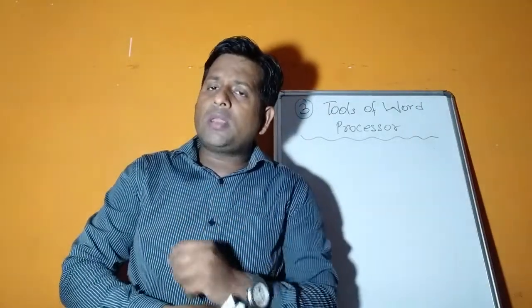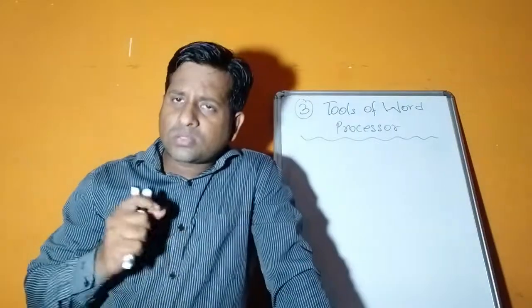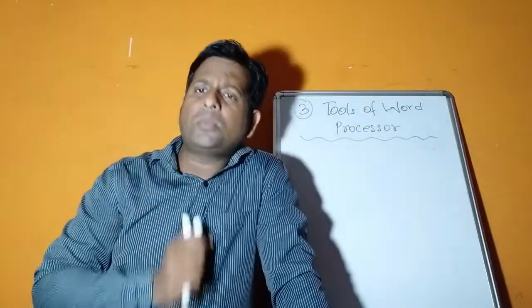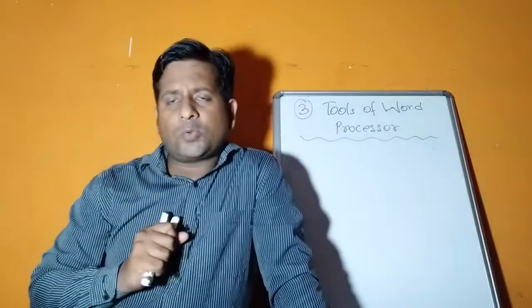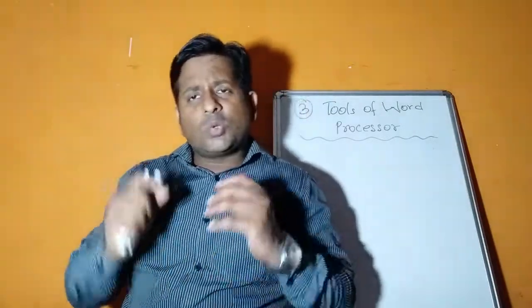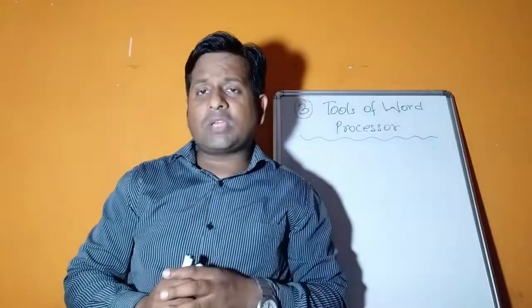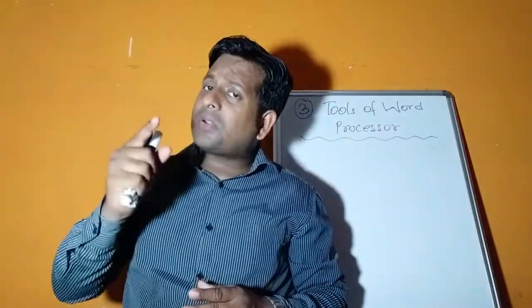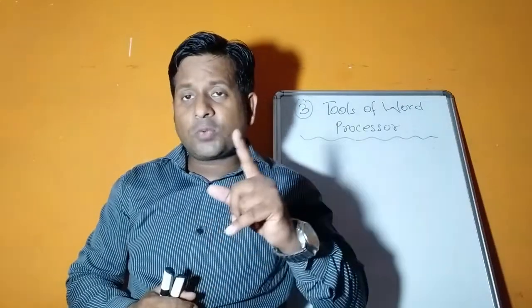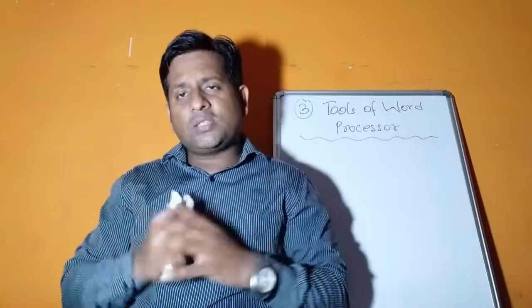Children, we have already started the chapter. The name of the chapter is Tools of Word Processor. So, once again, I'm just giving you the short summary of what a word processor is. A word processor is an application software which is used to type, isn't it? But not only type, because for typing we have text processing. Word processing also includes formatting and editing.